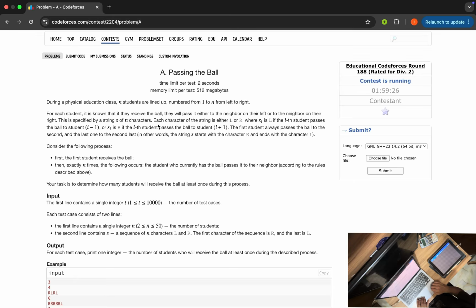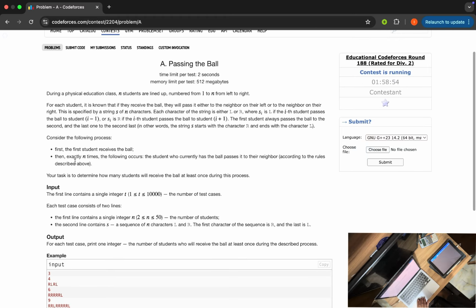The string has n characters. Each character of the string is either L or R, where S_i is L if the i-th student passes the ball to student i minus 1, and R if to i plus 1. The first student always passes the ball to the second, and the last one to the second last. Okay, consider the following process.